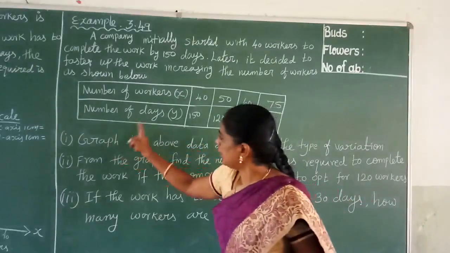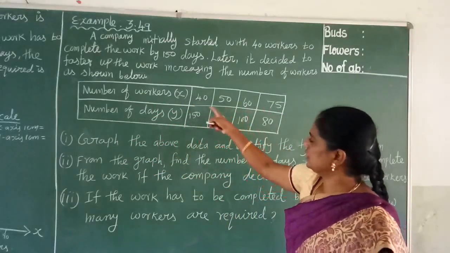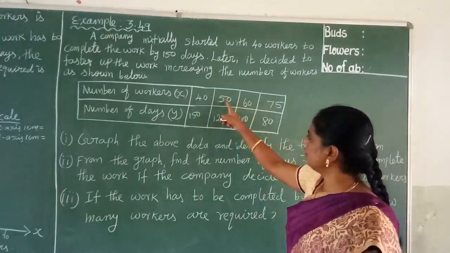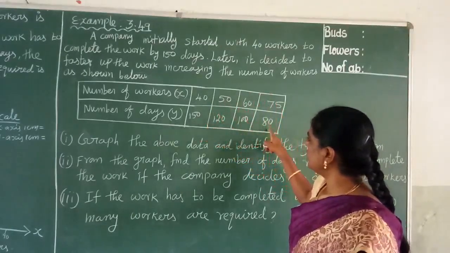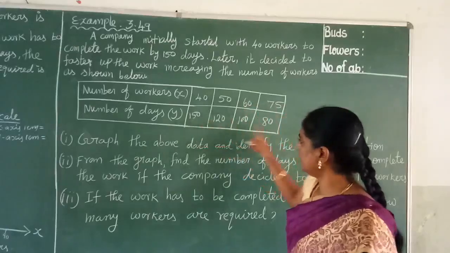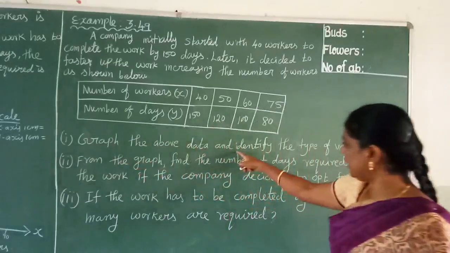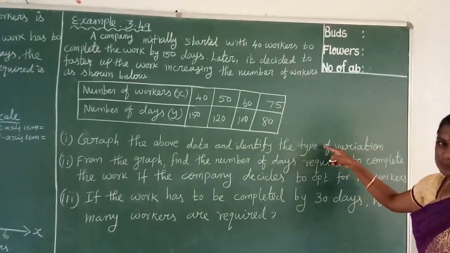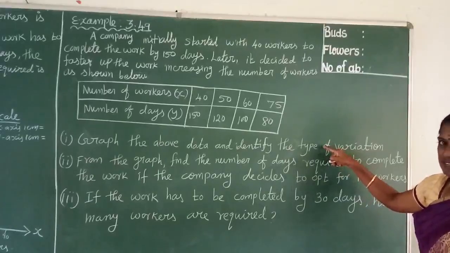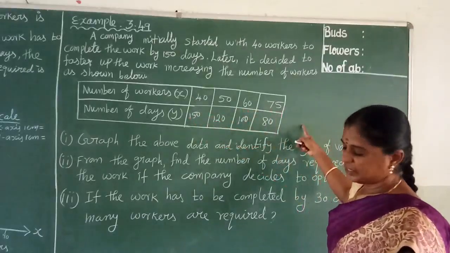So see the table. Is it a direct variation or indirect variation? Here x is 40, 50, 60, 75, but y is 150, 120, 100, 80. x increasing, y decreasing. That is the first one: graph the above data and identify the type of variation. What is the type of variation? It is an indirect variation because x is increasing and y is decreasing.